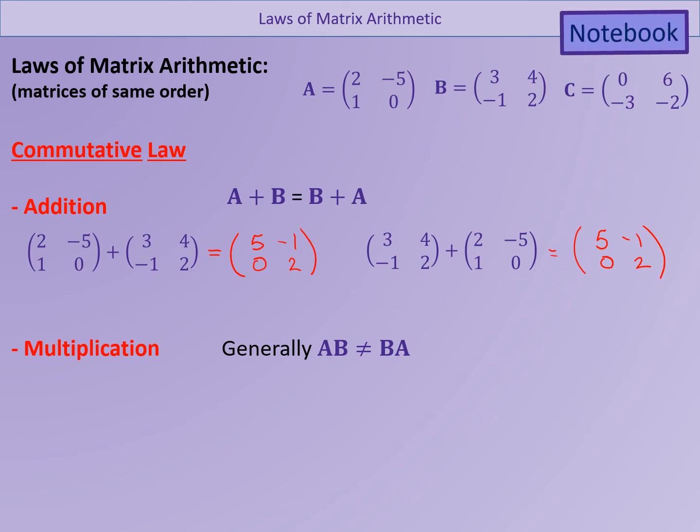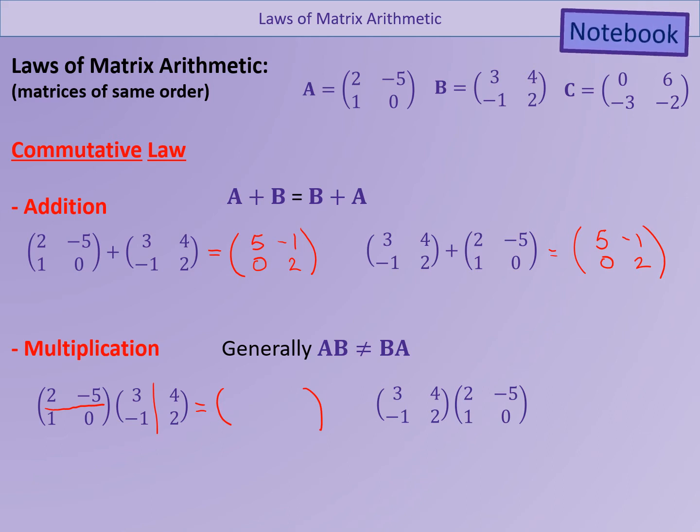Let's take a look at how it doesn't generally work for multiplication. So again, on the left we've got AB, and on the right we have BA. If we're going to multiply these together, I'm going to draw my lines in just to make it a little bit easier to see. Okay, so let's take a look at this. 2 times 3 is 6, minus 5 times minus 1 is 5, so 6 plus 5 is 11. 2 times 4 is 8. Minus 5 times 2 is minus 10. So 8 take 10 is 2.